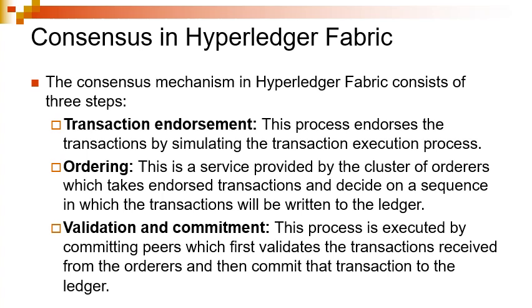These committing peers will receive the transactions from the orderer nodes. They will validate the transaction and then commit that transaction to the ledger. Commit means to store the transaction permanently on the ledger. So validation and commitment: validation is to validate the transaction, and commitment is to store the transaction on the ledger.